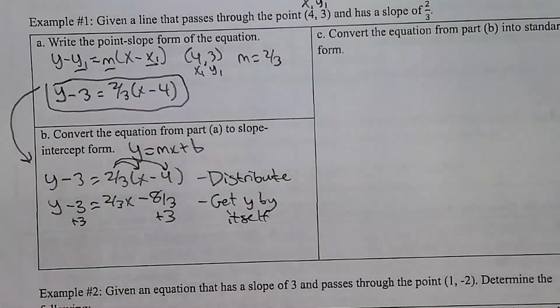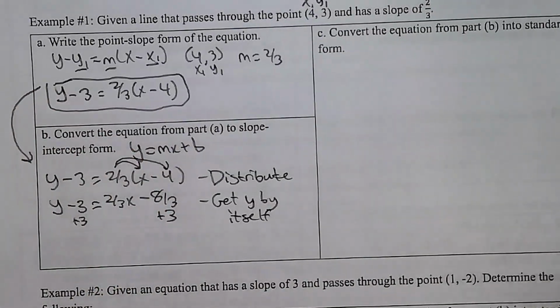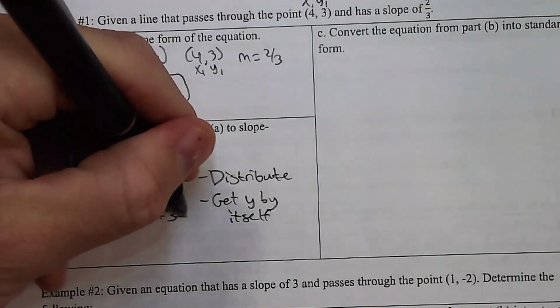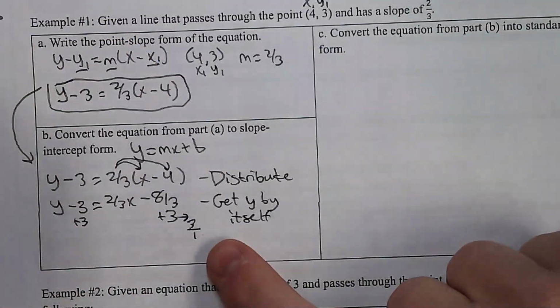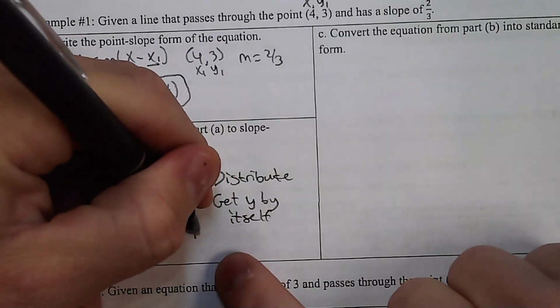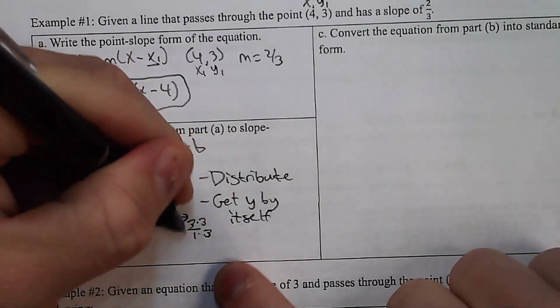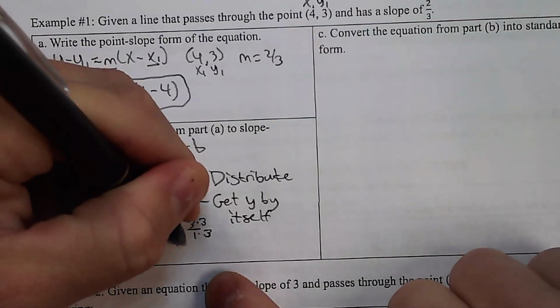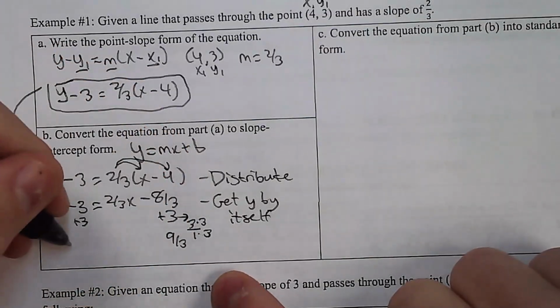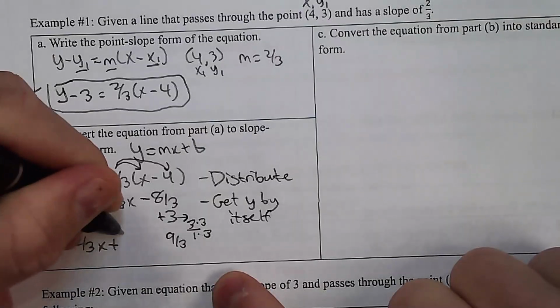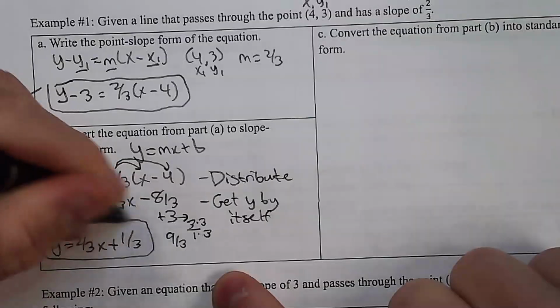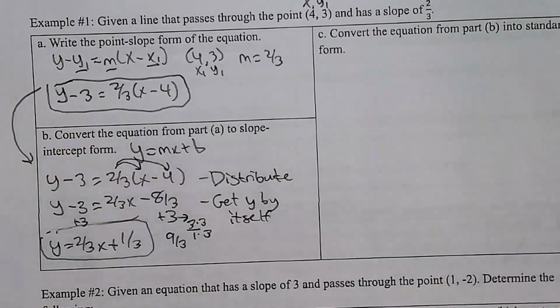Now, negative 8/3 plus 3. There's a couple things there. Do you know how many thirds 3 is? Well, it's like 3 over 1. How would I make that bottom be 3? Multiply the top and bottom by 3, right? So 3 is 9/3. What's negative 8/3 plus 9/3? 1/3. All right, now that part sucked. Okay, I'll give you that.